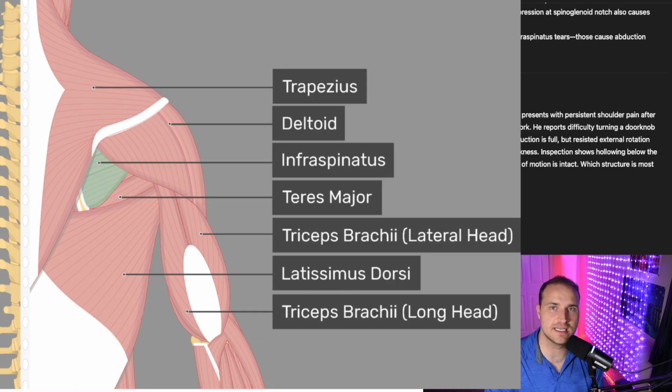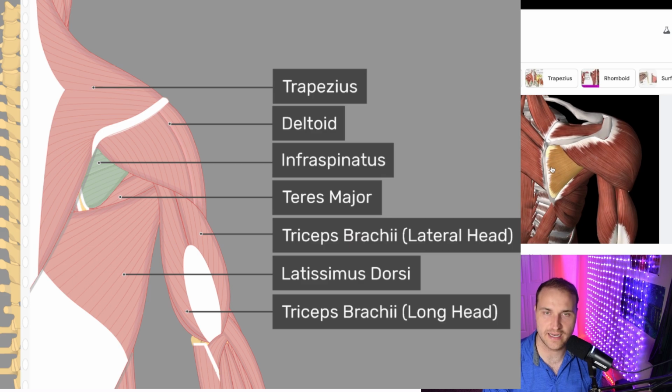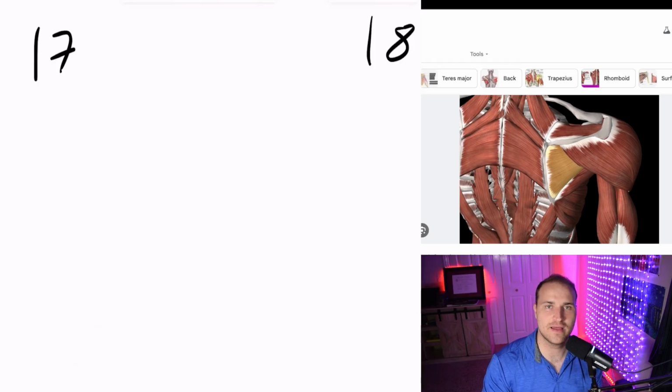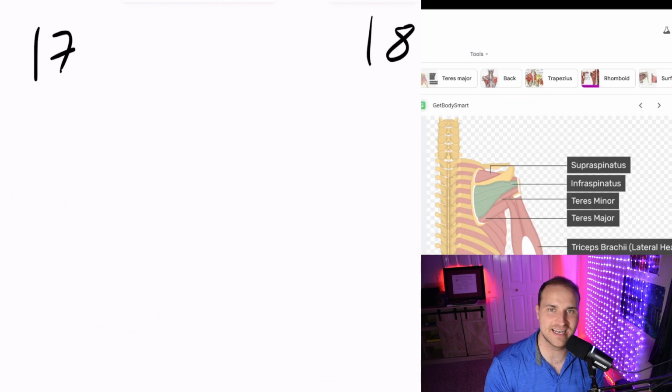So the deficit here is the external rotation. So there's our infraspinatus, and that's going to be your external rotation. And that lies in the infraspinatus fossa below the scapular spine, and so you have atrophy in that region. It's going to further support chronic injury. So the other cuff muscles are going to have different functions, like the supraspinatus would be abduction, internal rotation.